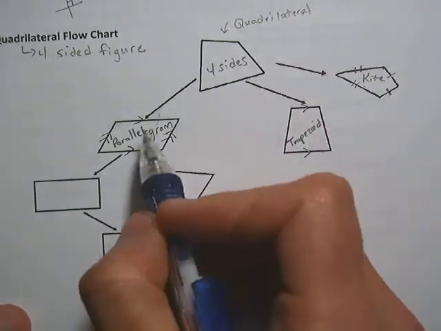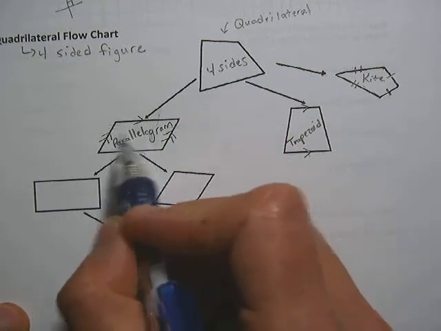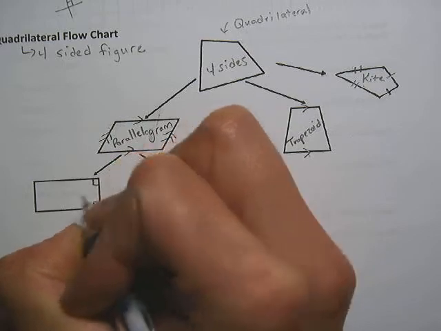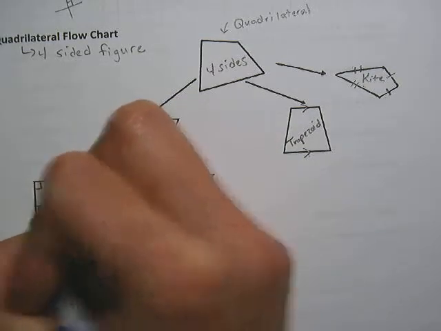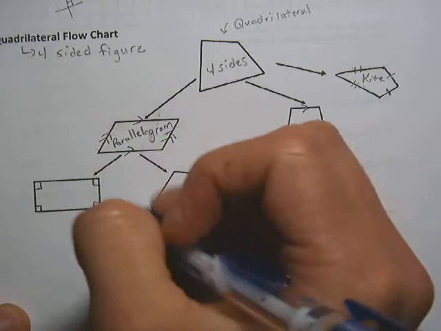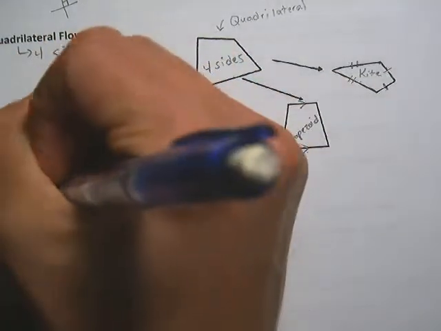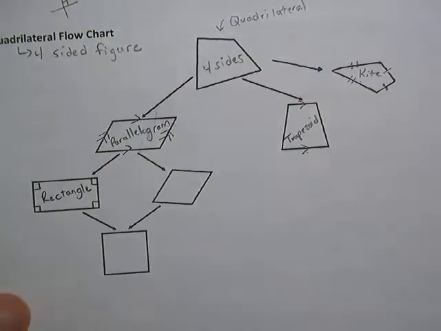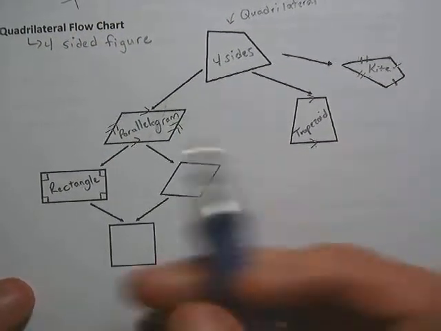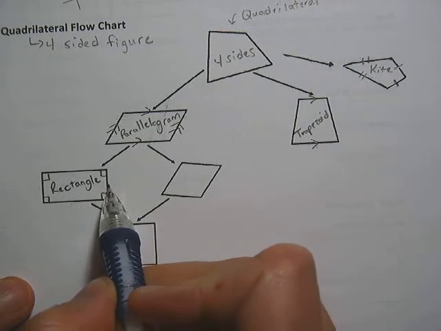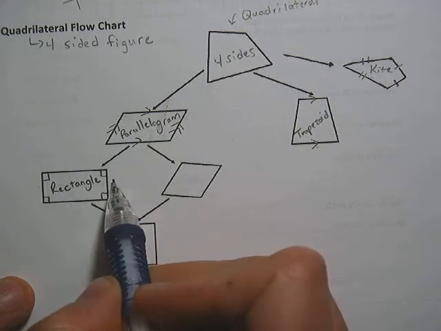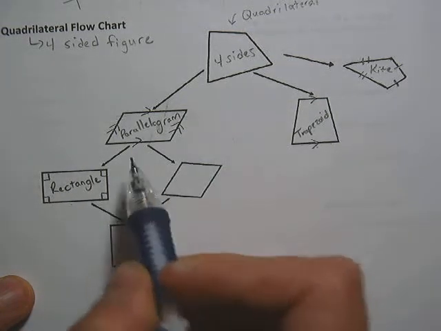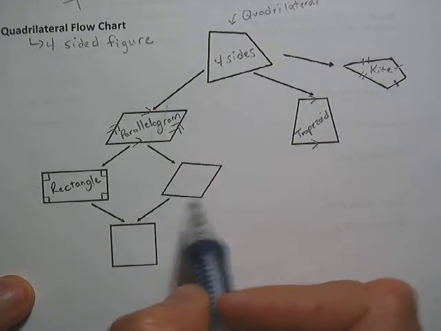So if you're looking at it and on top of the fact that the opposite sides are parallel, it has 4 right angles, in other words, all of the sides are perpendicular to each other, then that would be called a rectangle. Notice in a rectangle, all of the sides aren't equal, just the opposite sides, right? If you notice that it has 4 right angles, then that's a rectangle. Okay. Now, what if it doesn't have 4 right angles?